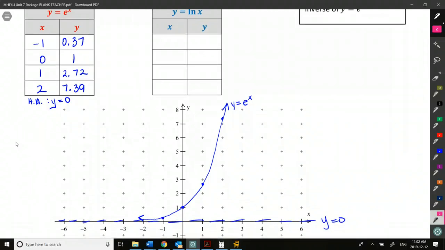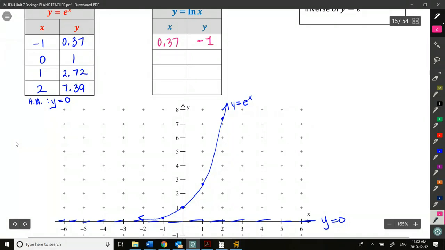Okay, and if ln of x is the inverse of e to the x, how do I get the points for ln of x? What's a quick way I can do that? Simran? Flip them. So we'll get just the reverse of what we have on the left here. And if you remember from yesterday, our horizontal asymptote will become a vertical asymptote at x equals 0.